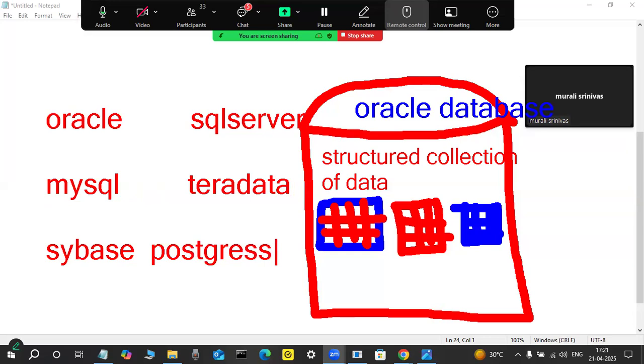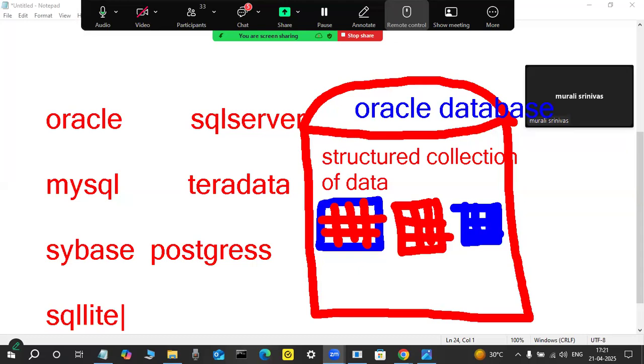That's why they are different. Suppose in your mobile also, SQLite is a database, not Oracle, because phone numbers and so many details are stored in a database software internally. That is why SQLite is a database. That is also a relational data model. That's why always a structured collection of data is there in all these databases.